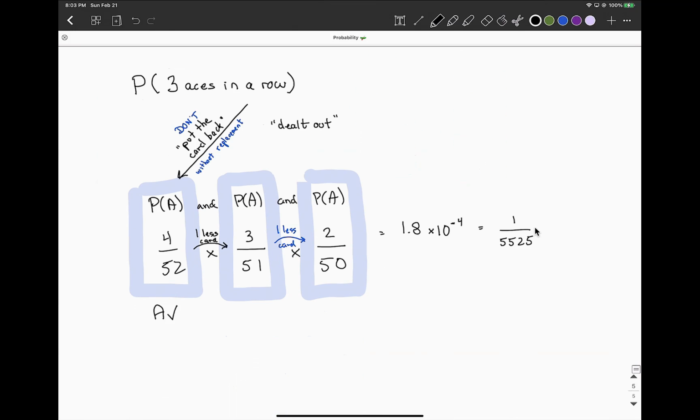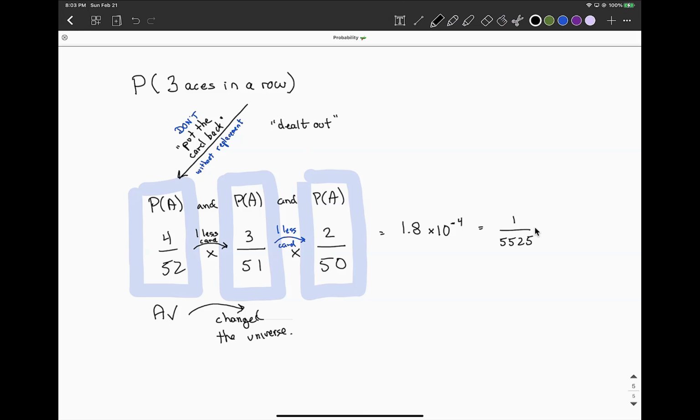Now notice that the universe was changing. Getting this first ace changed the probability. It changed the universe. If we got the ace, there's 3 out of 51. If we didn't get that ace, there would be 4 out of 51. And it depends what happened before.